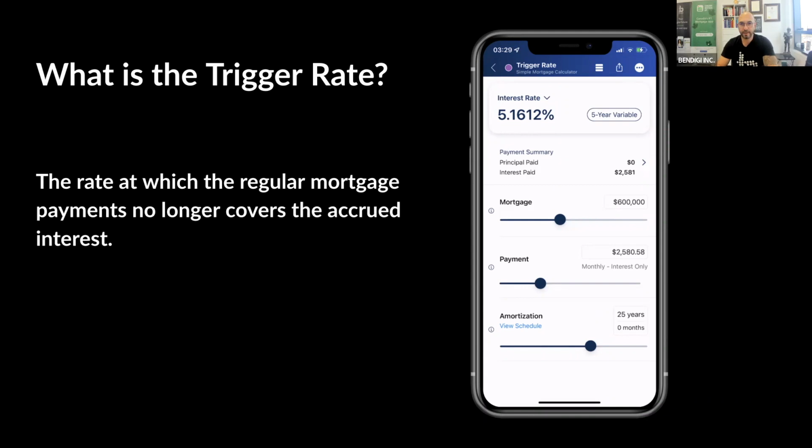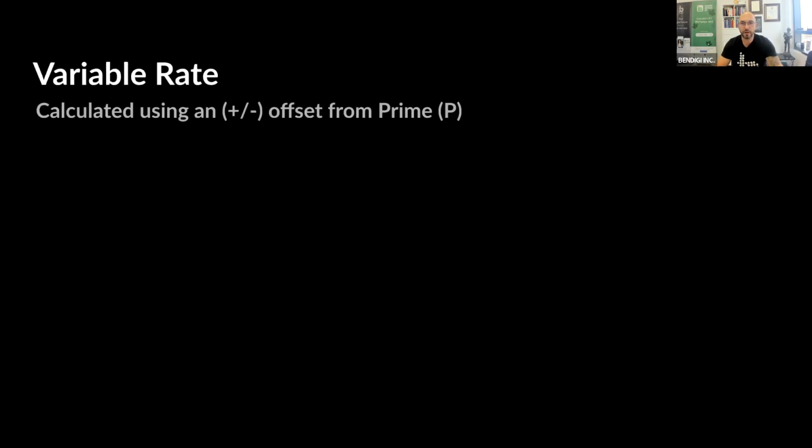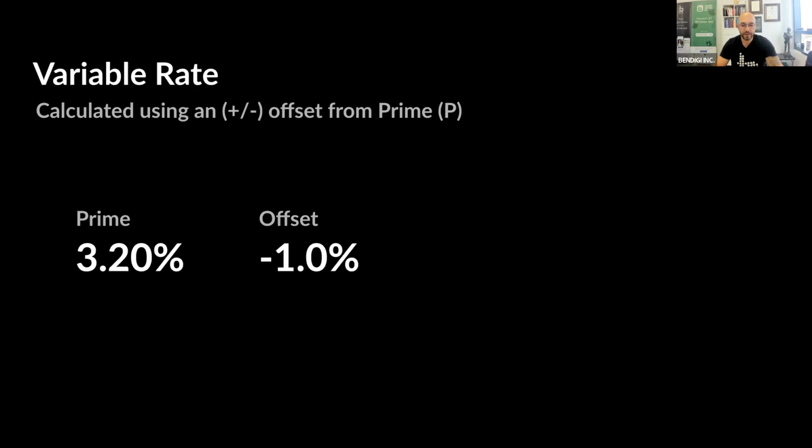But let's backtrack a little bit. What is a variable rate? Variable rates are calculated using a plus or minus offset from prime. So when a client gets their variable rate, they actually don't get a rate, they just get an offset at the prime at that point in time. So if prime is 3.2, which it is today, and the client has a -1 offset, then their net rate is actually calculated to be 2.2. Very simple, 3.2 minus 1, 2.2.